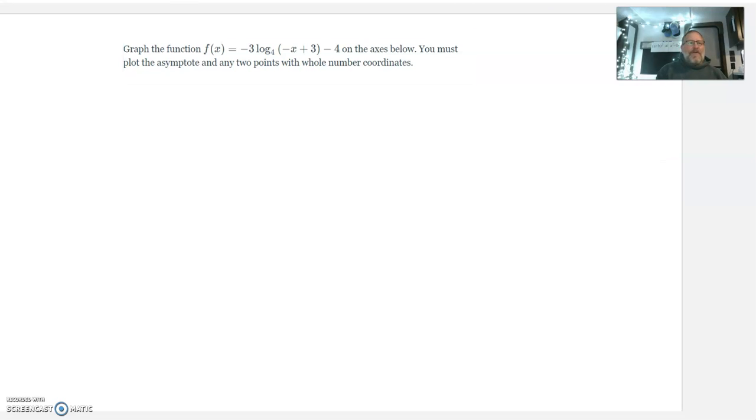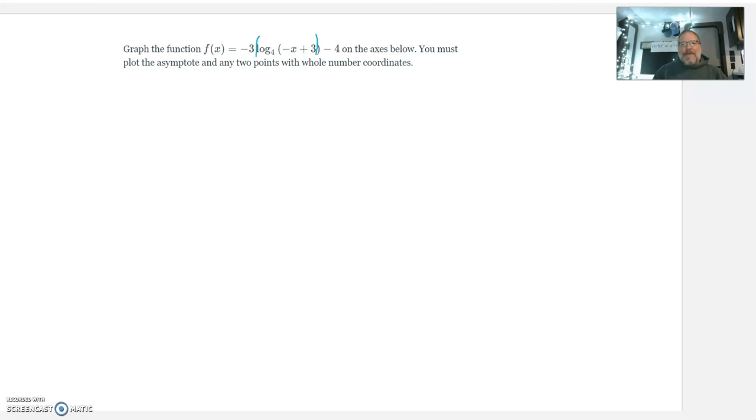I want to get some key coordinates of this graph. So it's really all about the evaluating of the log. If I can come up with some nice numbers that I can put in and evaluate that log, it makes this easy.